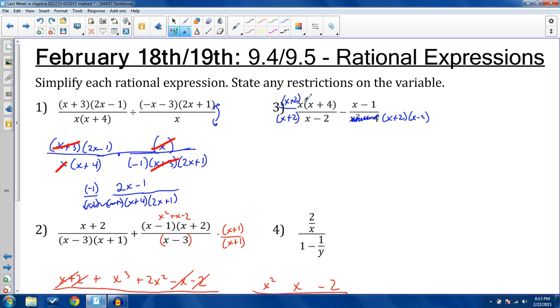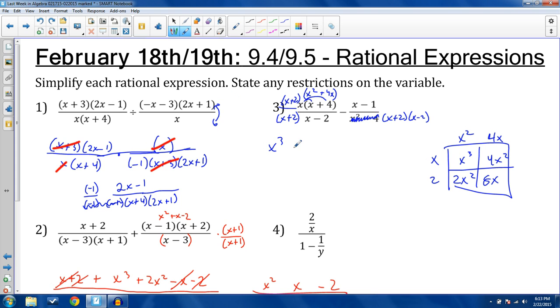I'm going to distribute the x with the x and 4. That'll give me x squared plus 4x. So I need to multiply x plus 2 with x squared plus 4x. 4x, x, and 2. That gives me x cubed, 4x squared, 2x squared, and 8x. I told you I'd be going quickly. Sorry about that. So I have x cubed plus 6x squared plus 8x when I combine like terms.